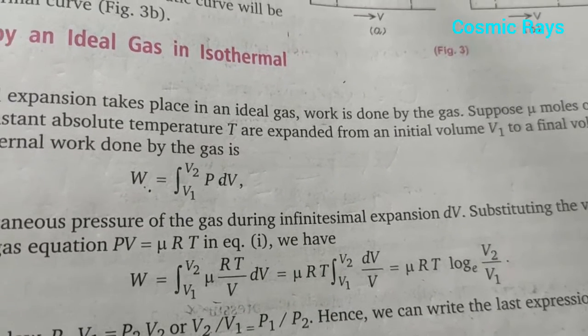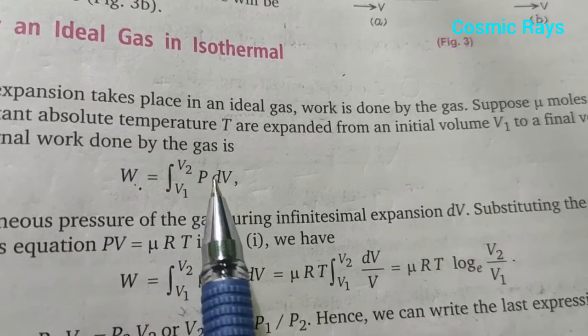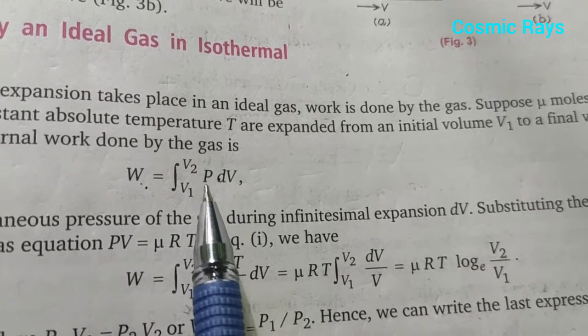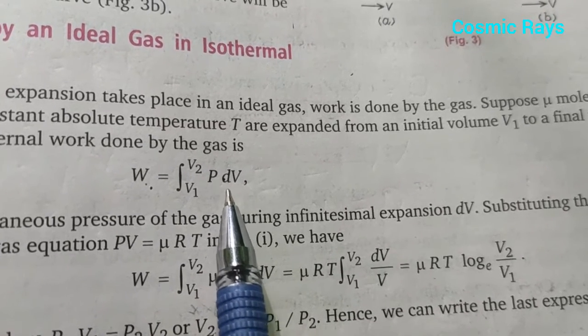So work done is given as integration from V1 to V2 P dot dV. P is the pressure and dV is the small increase in the volume.